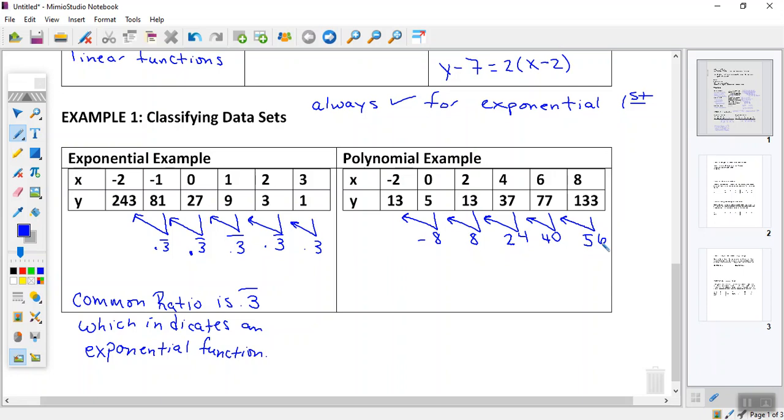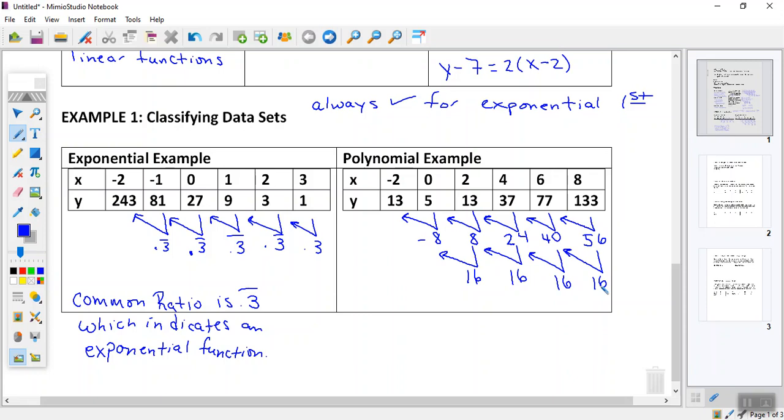How about 8 minus negative 8, kids? 16. What's 24 minus 8? 16. What's 40 minus 24? 16. I'll bet 56 minus 40 might be about 16. Whoa. What happened there in that second row of finite differences, or common differences, kids? All the same. So is this going to be exponential or polynomial?